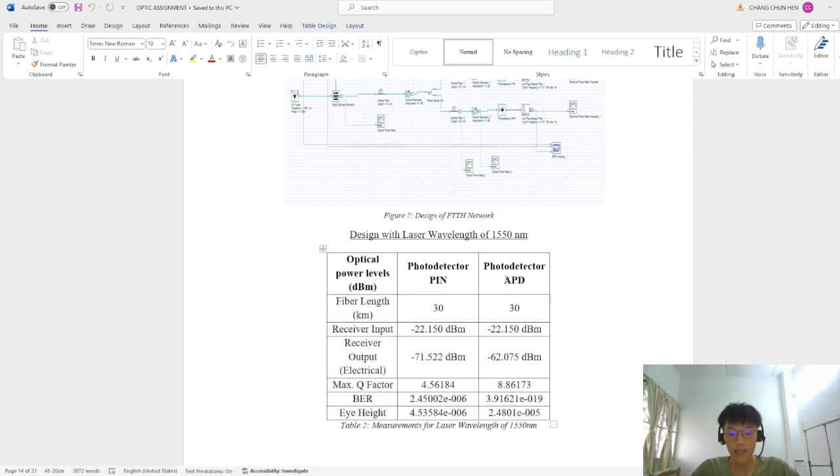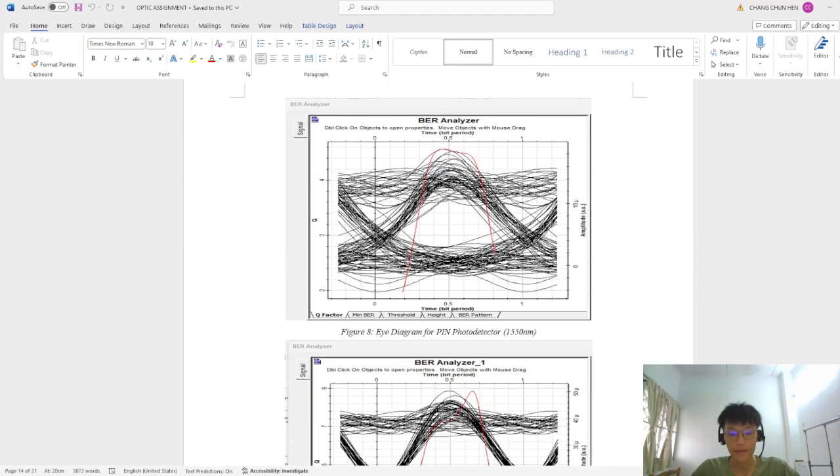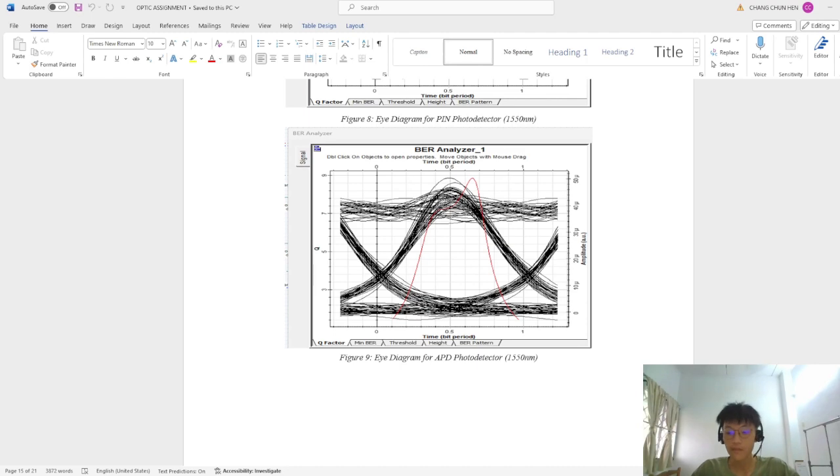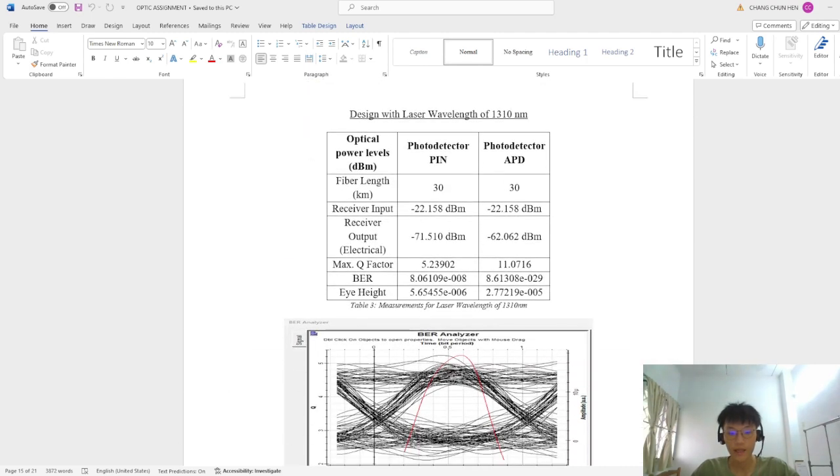Here you can see that the APD is around 8.86, and the PIN is about 4.56. Then you can take a look at the eye diagram. This is for the PIN photo detector, and this is for the APD photo detector. Next, we change the wavelength to 1310 nanometer and observe the values again. Same thing, we look at the Q factor. As you can see, the max Q factor of the APD is higher than that of the PIN.